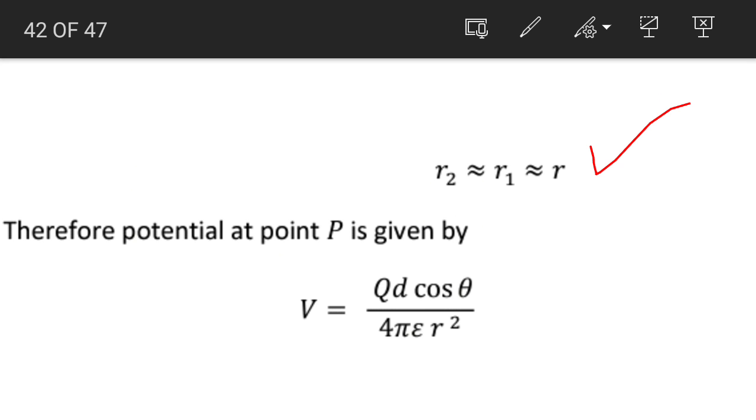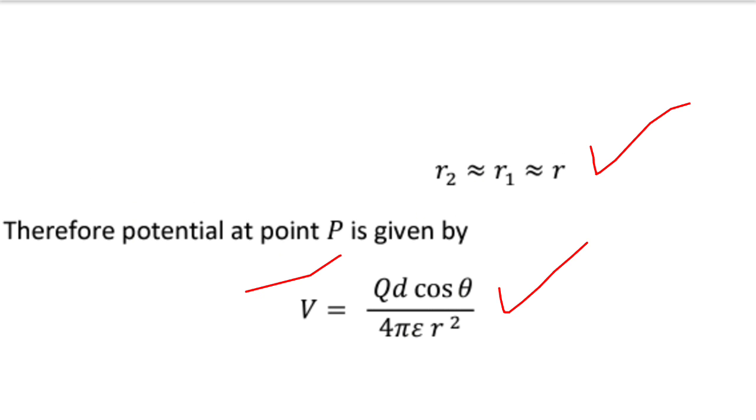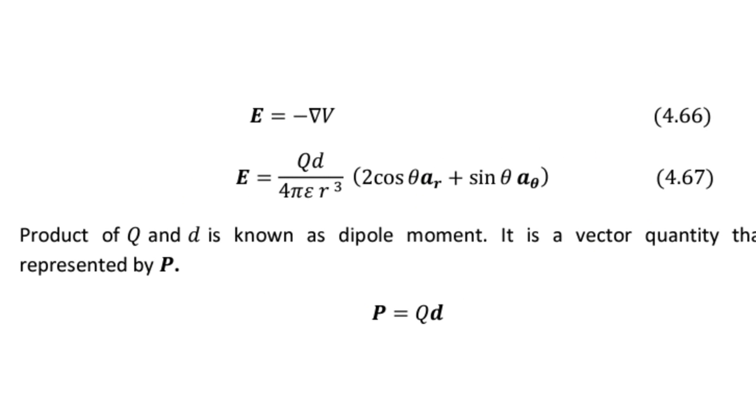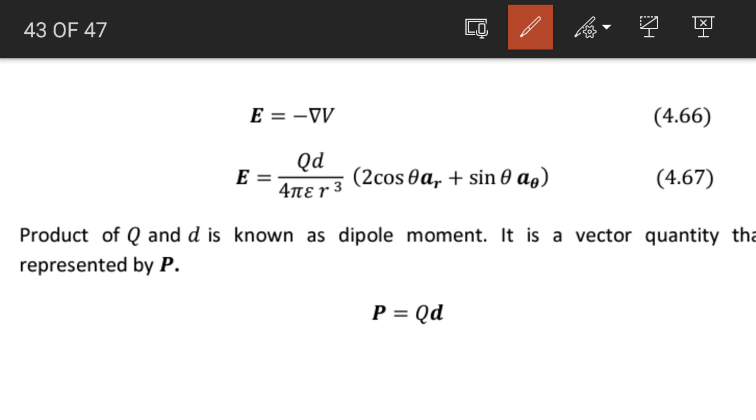So the absolute potential at the point under observation will be equal to Q d cos theta by 4 pi epsilon r squared. This is how we calculate the absolute potential at the given point. Let us calculate the electric field intensity at the given point, and we can calculate it with the help of this particular equation.